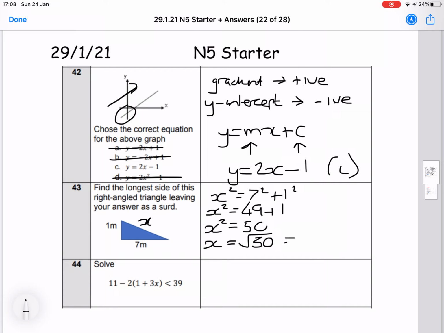So we need to simplify this surd down, root 50. So we can split 50 into 25 and 2. One of those numbers has to be a square number, remember, and they multiply back to the original number. So that's going to give us 5 root 2 metres for our length.